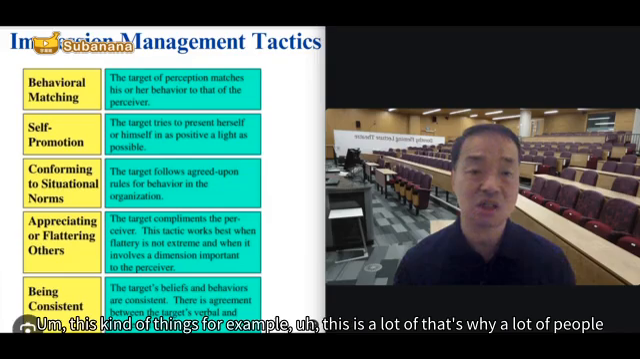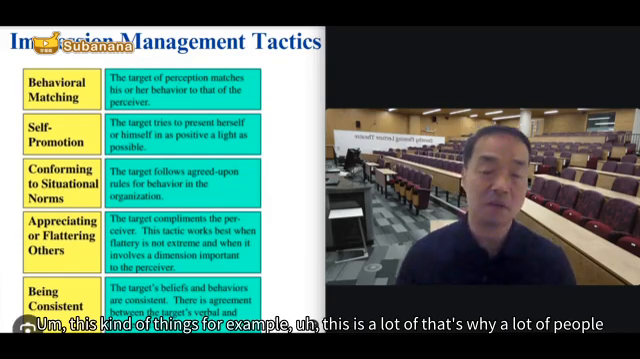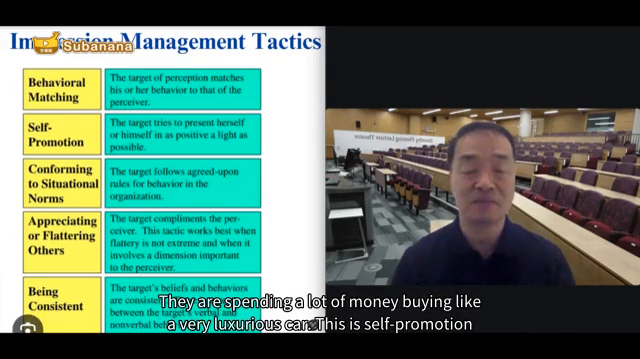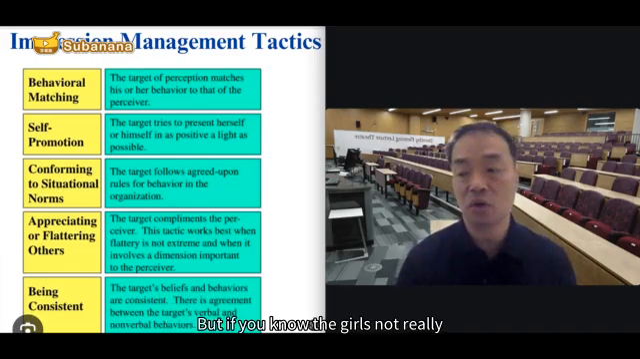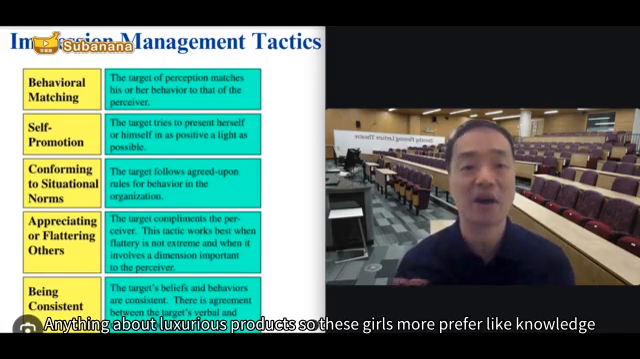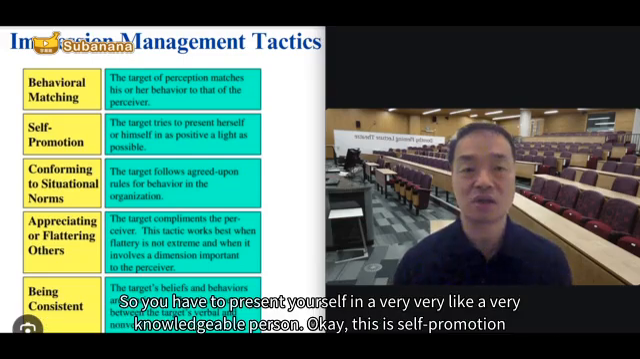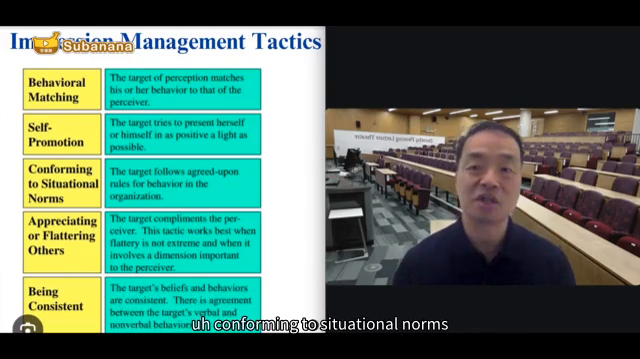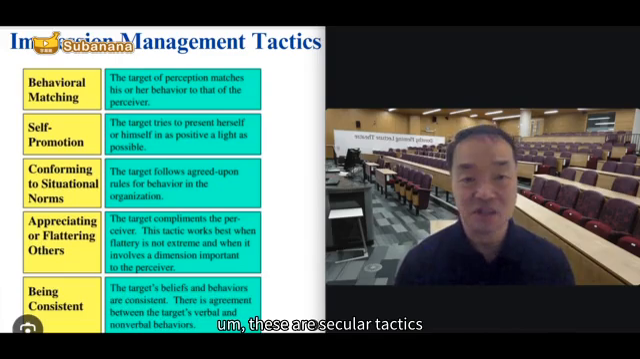For example, that's why a lot of people spend a lot of money buying a very luxurious car. This is self-promotion. But if you know the girls are not really into luxurious products, and these girls prefer knowledge, you have to present yourself as a very knowledgeable person. Okay, this is self-promotion. Conforming to situational norms, this is the third tactic.